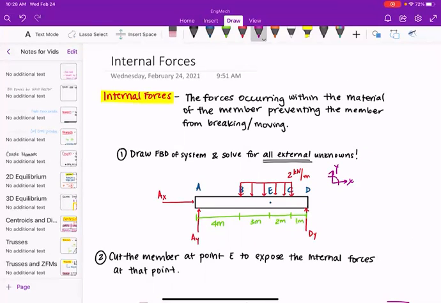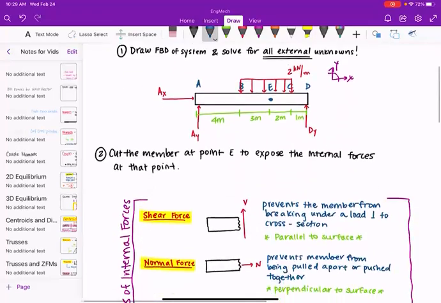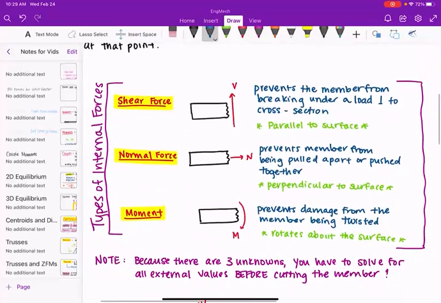After you've done that, the problem will ask you to cut the member at a certain point. I'm going to cut it at E, right? So cut the member at point E to expose the internal forces at that point. Well, what are the internal forces, right?